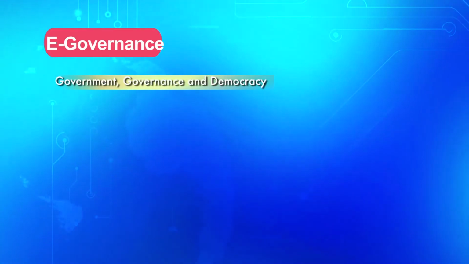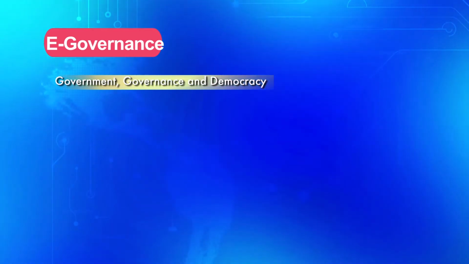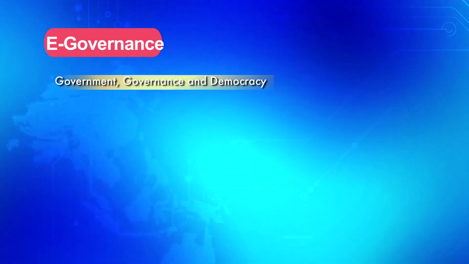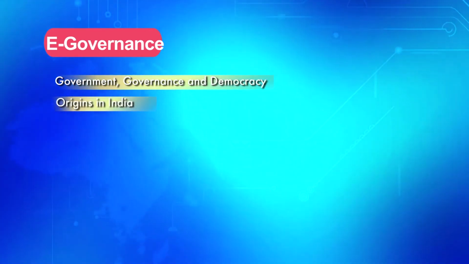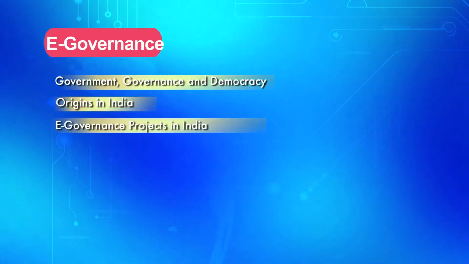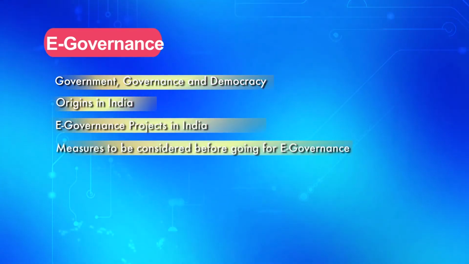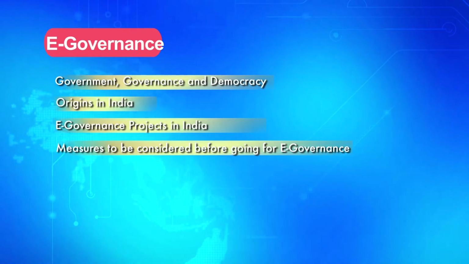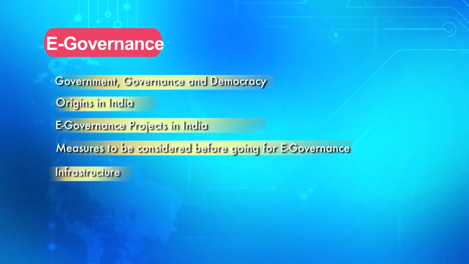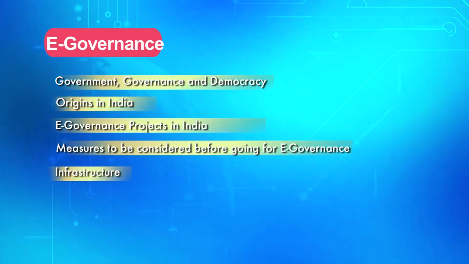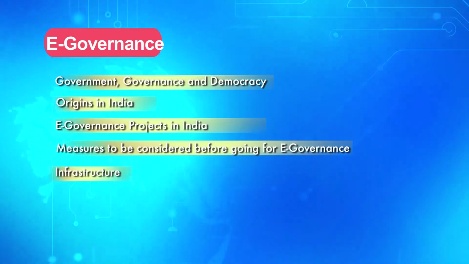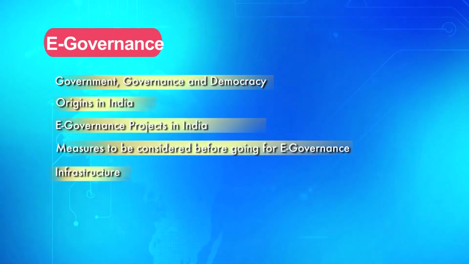Now as for e-governance, this particular unit, which is unit 2, talks about government, governance and democracy. How e-governance originated in India, various kinds of e-governance projects which are there in India, then measures to be considered before going for e-governance. So some of the things like what things are to be done as far as e-governance is concerned, what are not to be done, right, and what measures are to be taken to go in for e-governance.